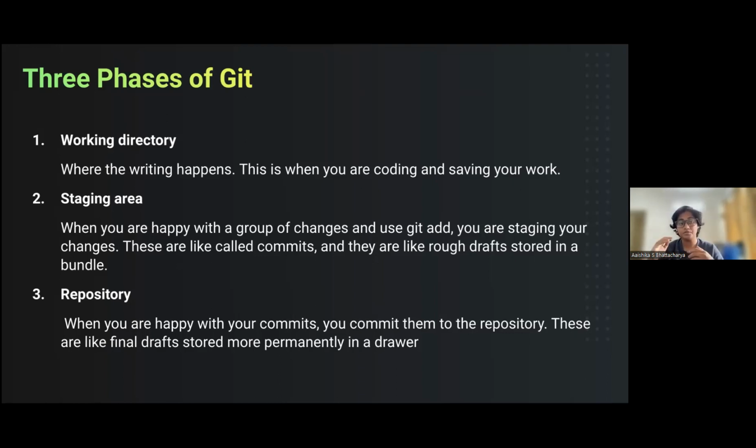The third phase of Git is a repository. So when you're happy with your commits, you commit them to the repository. These are like final drafts stored more permanently in a drawer, and they are visible to pretty much everyone who has access to your repository. So if you have successfully created a public repository, anyone who visits your repository would be able to see any changes that you have made to it so far.